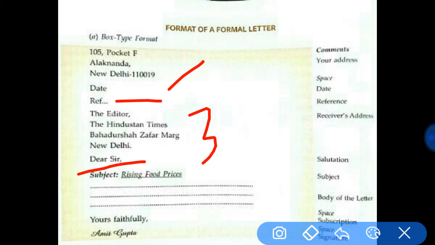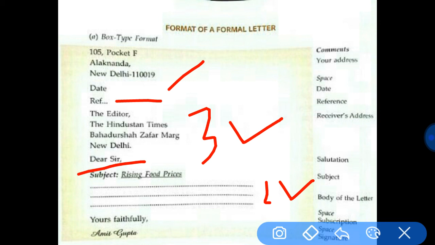Instead of dear mom we have dear sir. Then we have the subject. This is a new item in this letter. The address of the person to whom you are writing, and the subject.